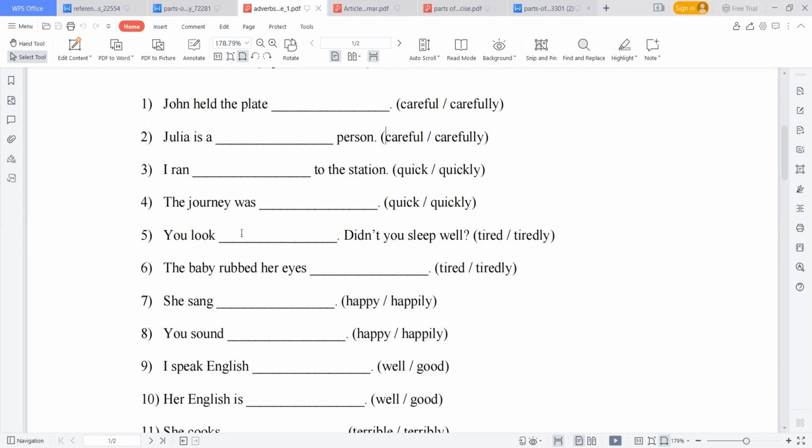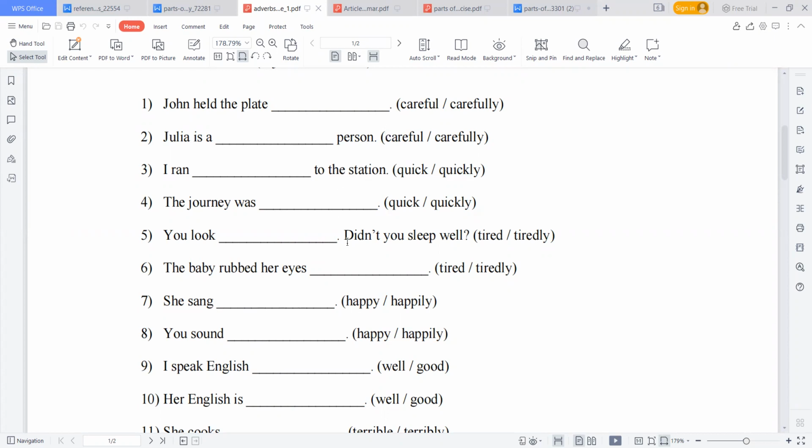Ma'am, if it was her look was, then we have to fill ly again? No. Her look was tired. If I say she looked at someone tiredly, that means the focus is on the word looked. How she looked at someone, tiredly. But you look tired means you are tired. That's why you are looking tired.